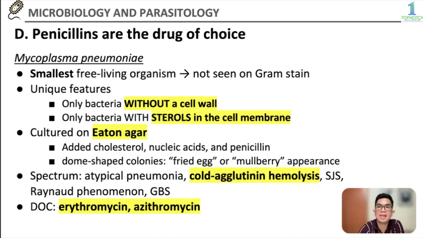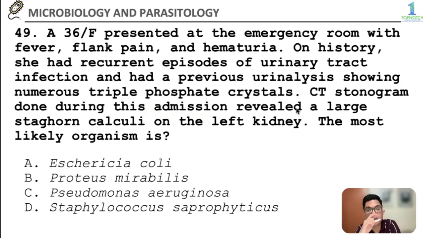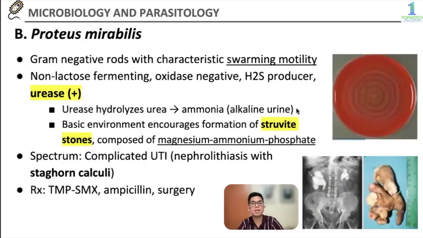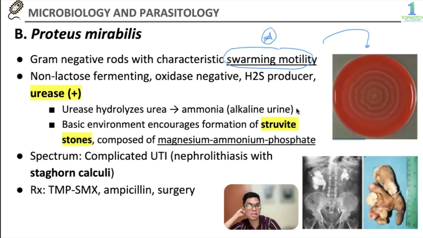Sige. Next question. 36 female with recurrent episodes of UTI, gross hematuria, staghorn calculi. So complicated UTI with nephrolithiasis. All of those are keywords for Proteus mirabilis. Another buzzword for Proteus is your swarming motility. Kaya pag kinulture mo sa ganyan yung mukha niya, para siyang nag-travel. And importantly, it's urease positive.